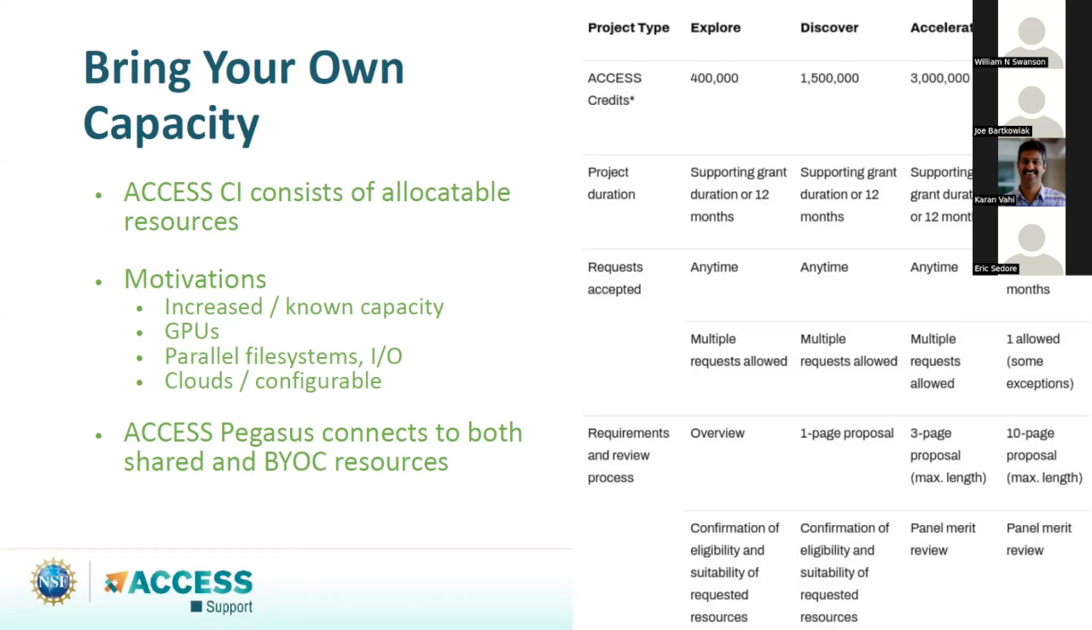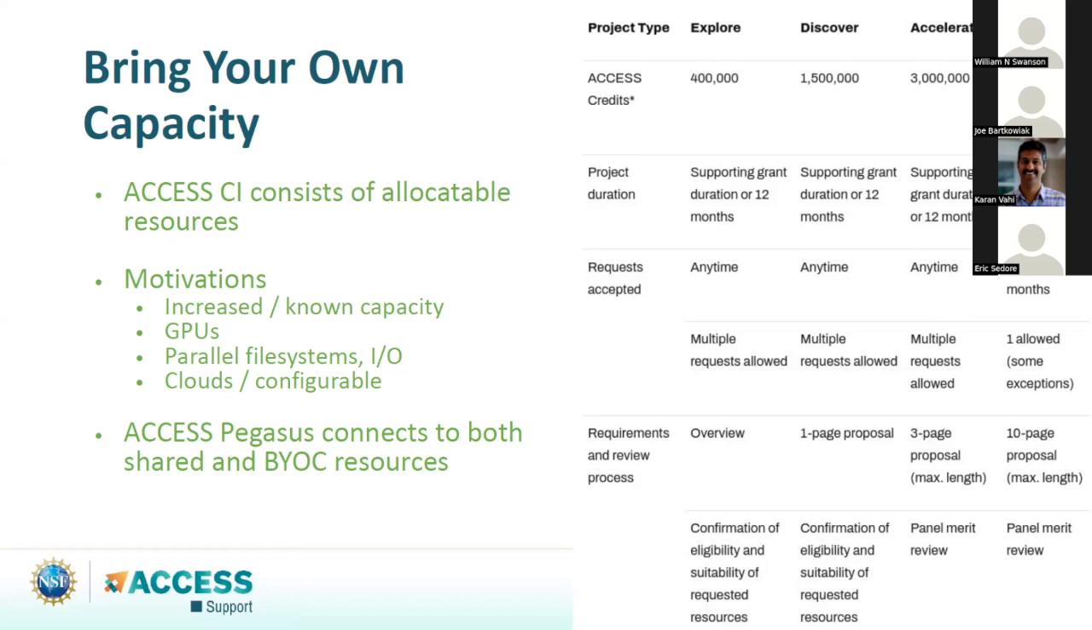So bringing your own capacity. Why is that important? Well, all the access resources are allocatable. So for us to work in this environment, we have to figure out how to run on these allocatable resources. And what we're seeing on the right here is four different types of access allocations you can get, different sizes, how much effort it takes to get them.